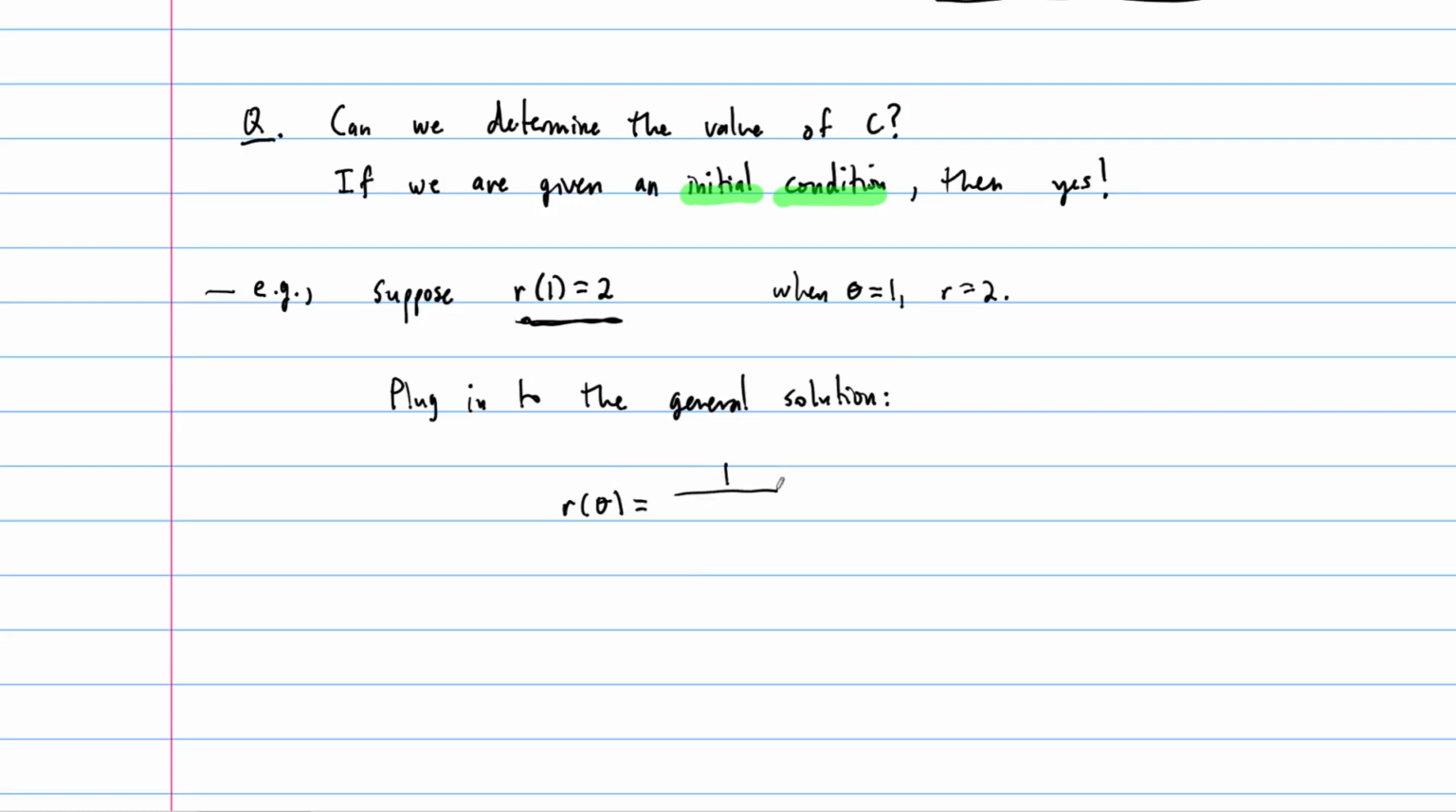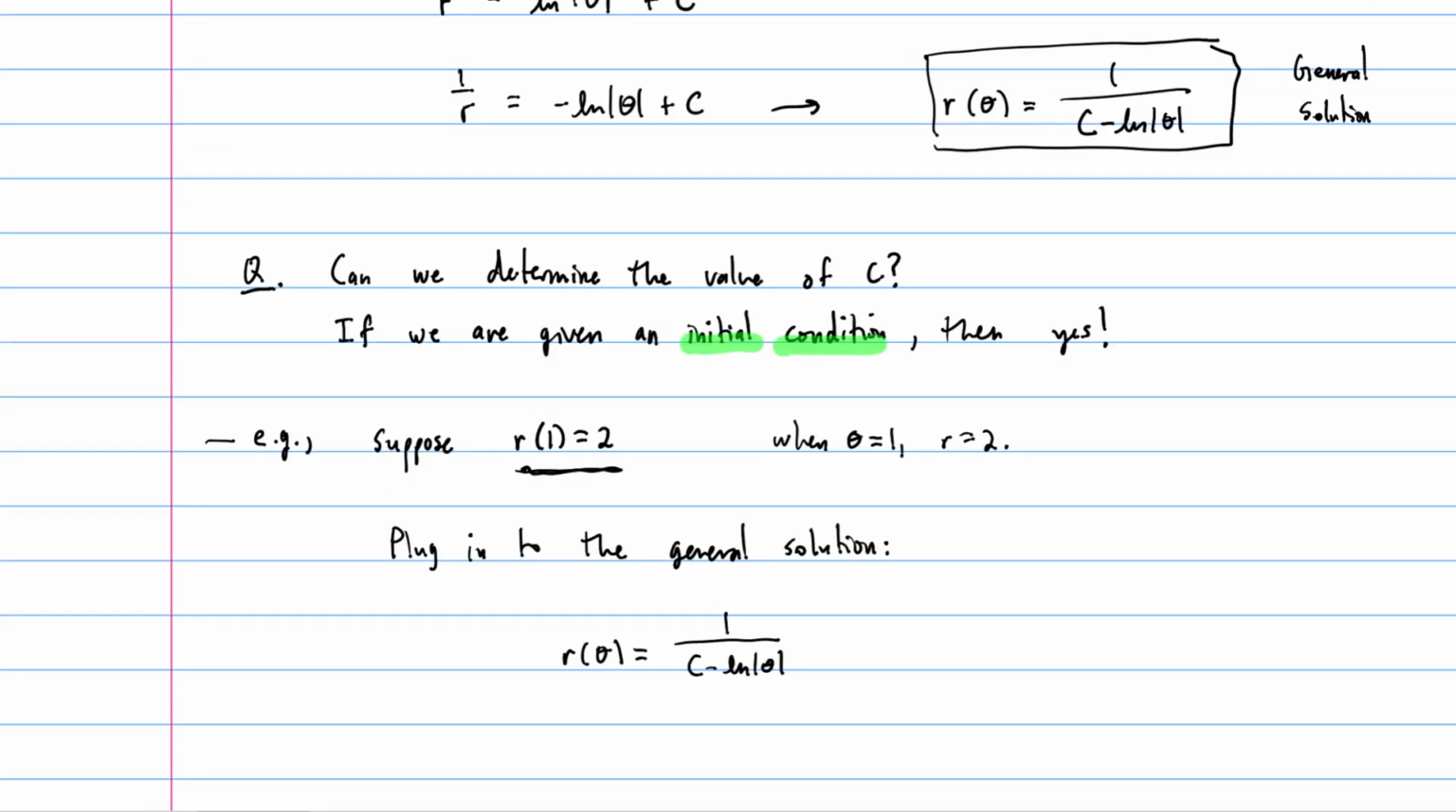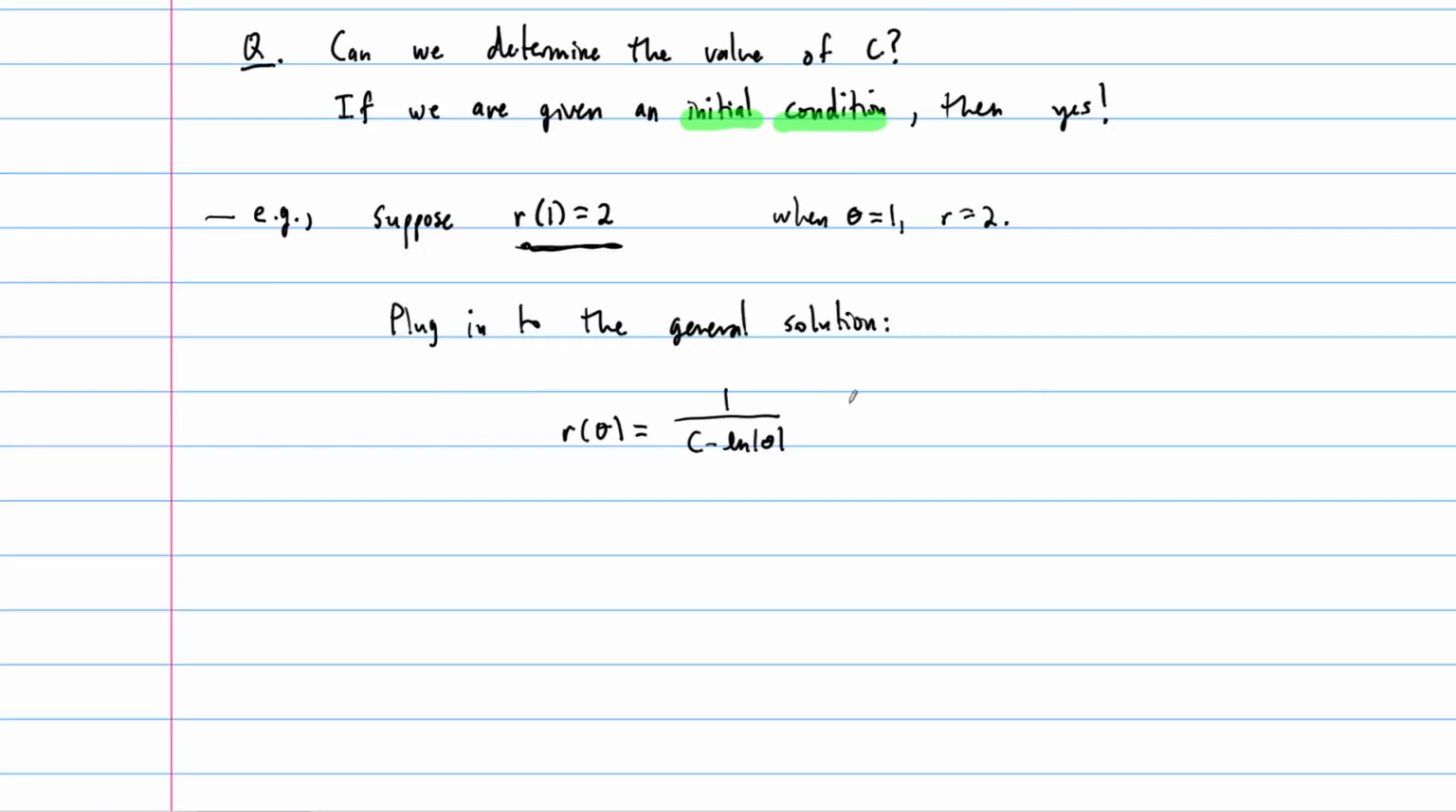And so remember our r, this is our solution, right? r of theta equals 1 over c minus log of theta. Just check, make sure I copied it right. And so when we plug in, this is going to say what? r of theta is 2 by the initial condition, equals 1 over c minus natural log of 1. All right, natural log of 1 is 0, right? So this is 1 over c, and so this implies then that our c is equal to 1/2, right?